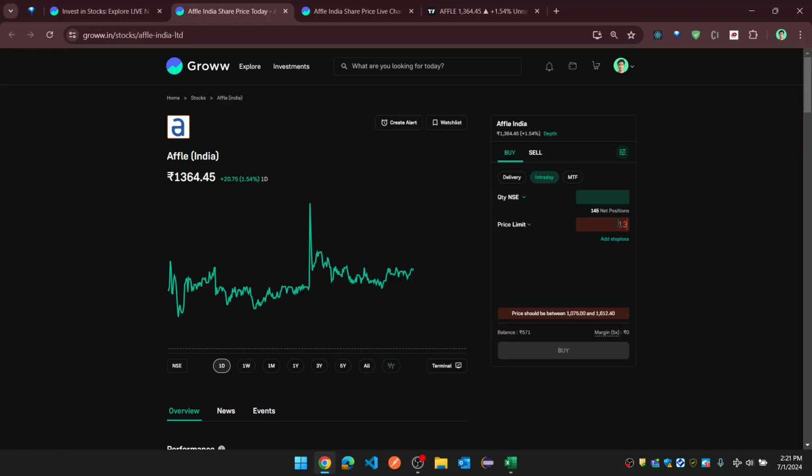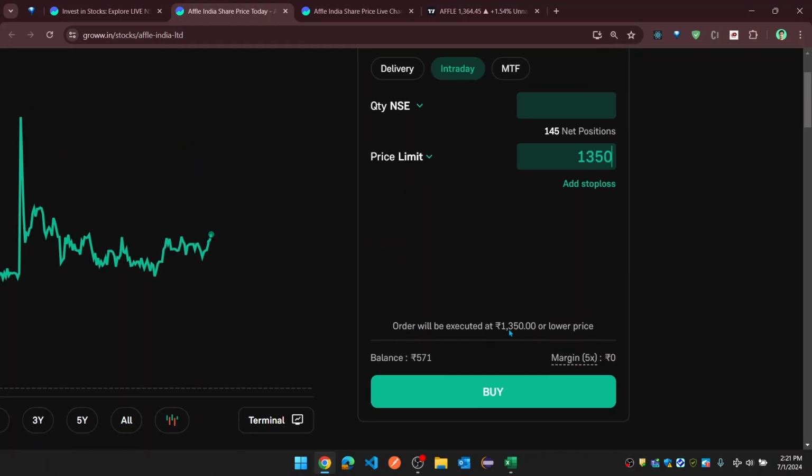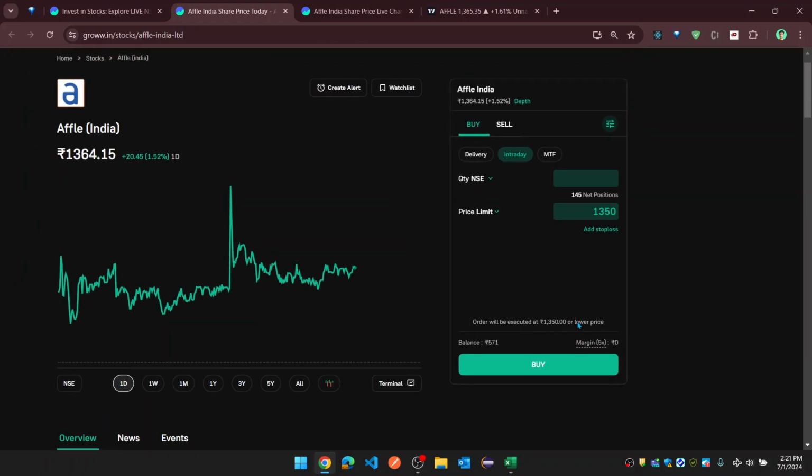1350 I have put here. It is saying that the order will be executed at 1350 or lower price. It is very important to note what it is saying, 1350 or lower, or if it says 1350 or higher, and if I press buy, my shares will be sold right at the market price. So that's an important thing to look at.